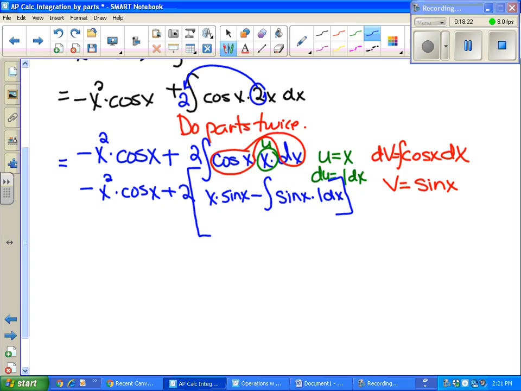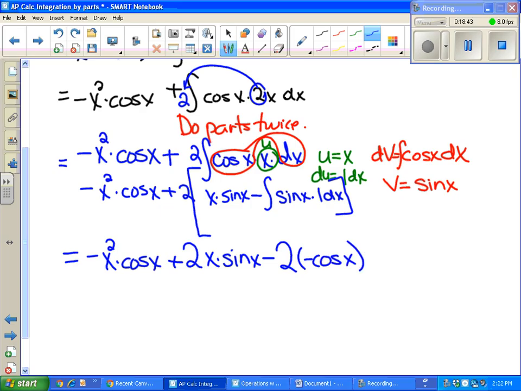So here's my final answer. Negative x squared cosine x plus 2 times x sine x, and I'm also going to distribute the negative 2. The integral of sine x is negative cosine x, so that's going to make that plus 2 cosine x plus c.